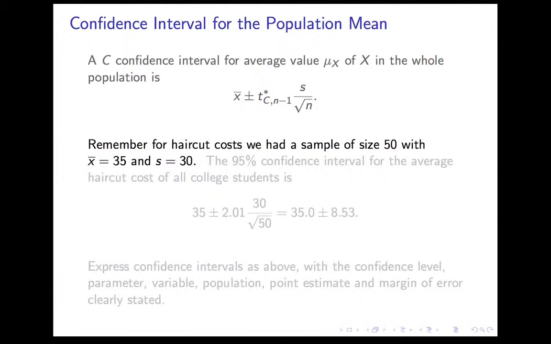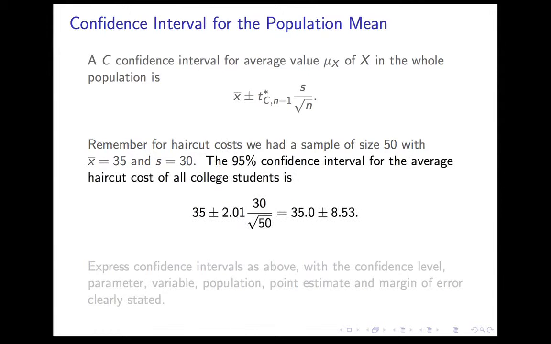So in our example of haircut costs, we had a sample of size 50, we had a sample mean x bar of 35, and a sample standard deviation s of 30. So we conclude that the 95% confidence interval for the average haircut cost of all college students is x bar, 35, plus or minus t star, in this case 2.01, times s, which is 30, over the square root of n, which is 50. And that works out to 35.0 plus or minus 8.53.